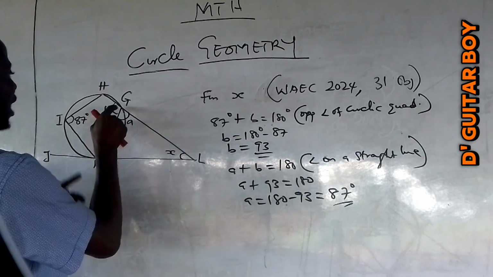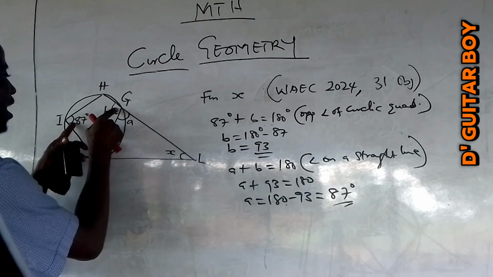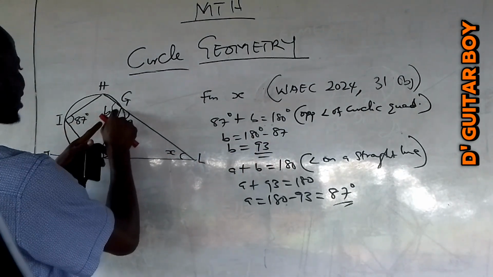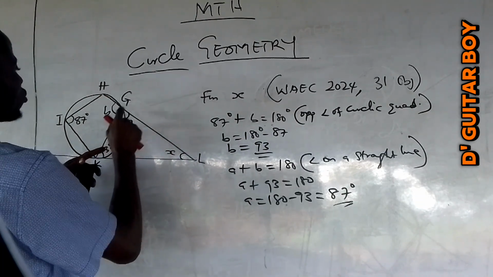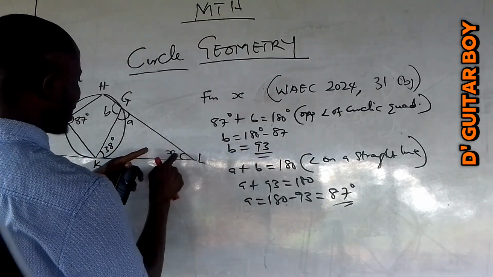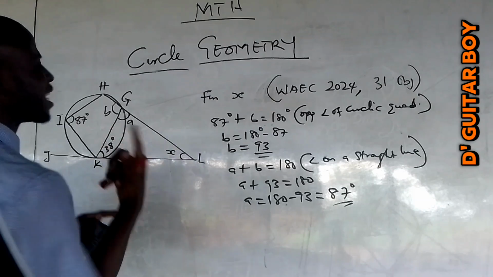But since you already have A, you see how many theorems I have used now? I've used 2 theorems. I used the first one to calculate here, which is opposite angle of a cyclic quadrilateral is equal to 180. That gave us this answer. And I also used another theorem to calculate here, which is angle on a straight line. When I put these 2 angles together, it gives me 180. I got A. Now I want to calculate here. Which theorem can I use to calculate here?